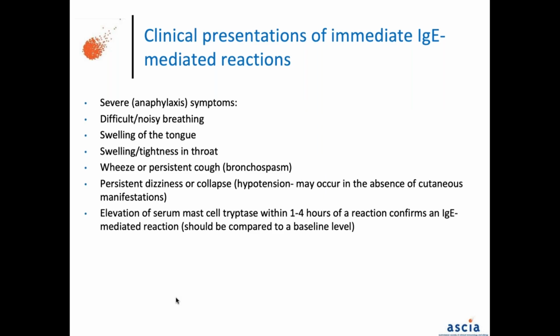The severe anaphylaxis symptoms are, of course, those that involve the airway or your circulatory system, and they are associated with difficulty in noisy breathing, swelling of the tongue, swelling and tightness in the throat, wheeze or persistent cough such as bronchospasm, persistent dizziness or collapse, elevation of serum mast cell tryptase within 1 to 4 hours of reaction. This elevation of the mast cell tryptase within that time confirms an IgE-mediated reaction, as it basically measures histamine release by the mast cells during that time.